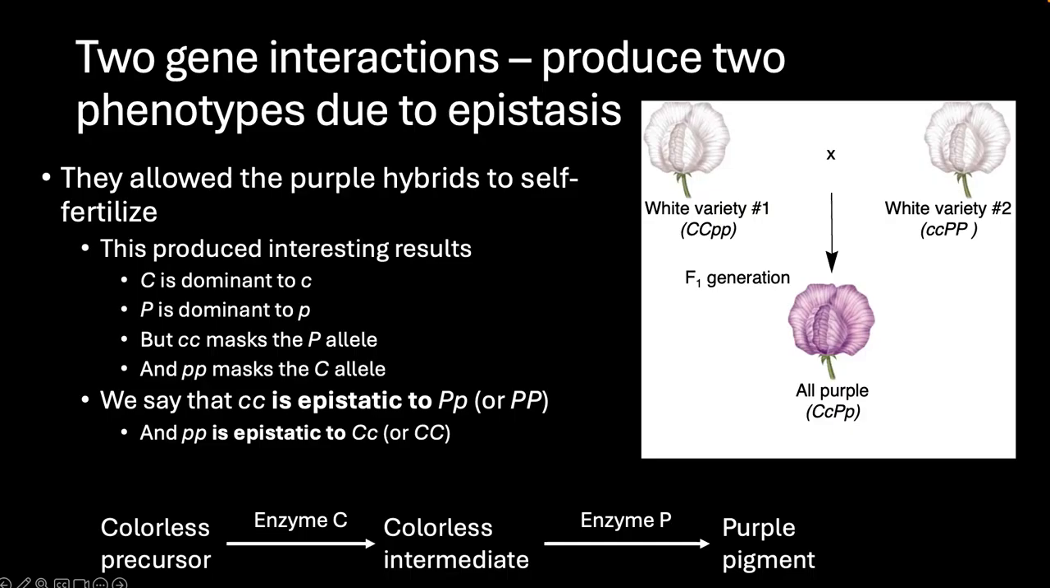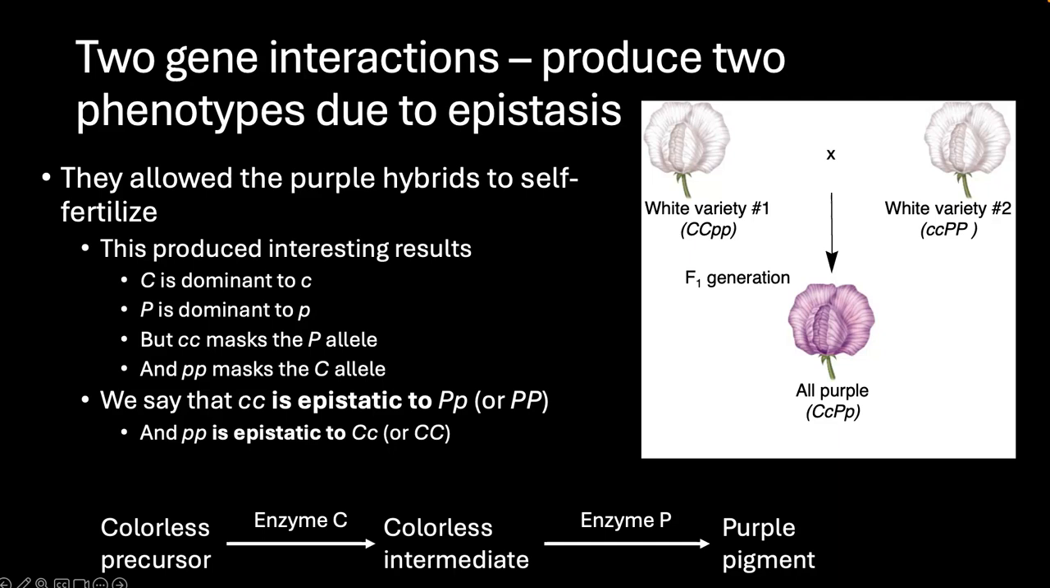But what might be the molecular mechanism for this? Often, genes that interact are part of a single pathway that produces a particular protein. So, in our example here, you need the wild type allele for both enzyme C and enzyme P, or you get a colorless flower, either the precursor or intermediate.